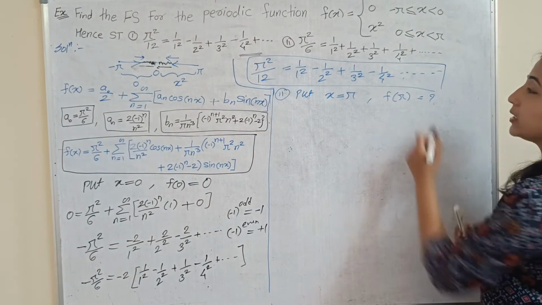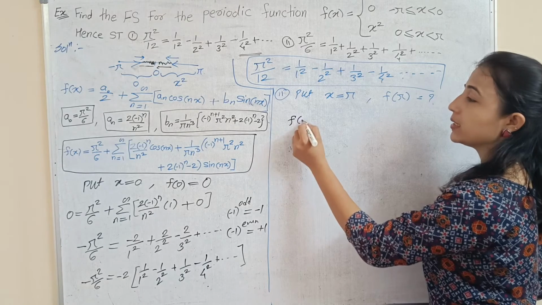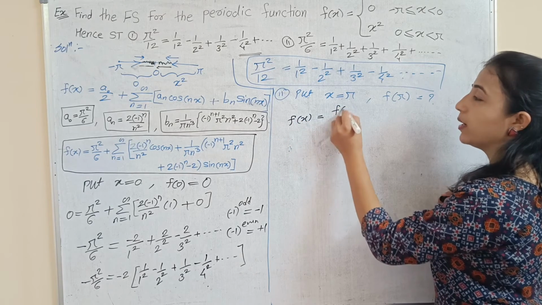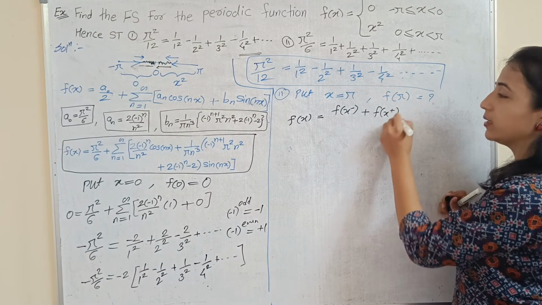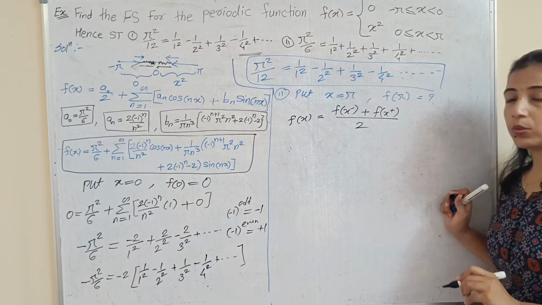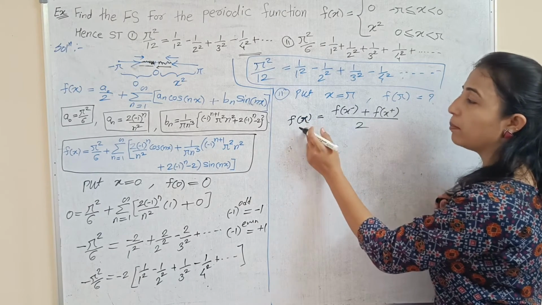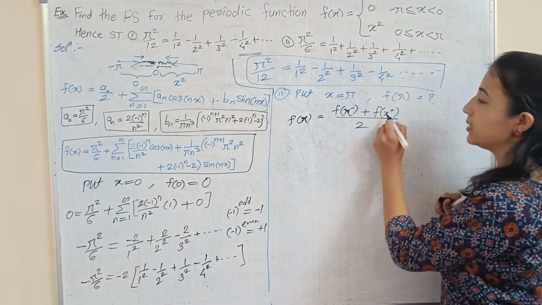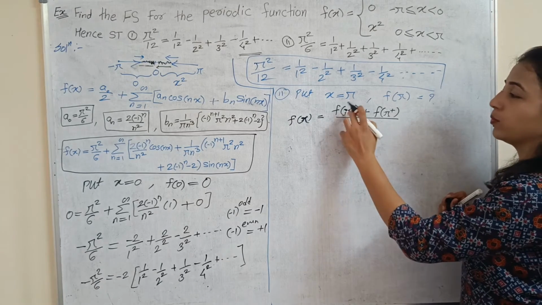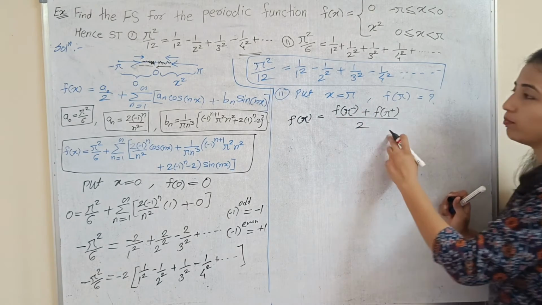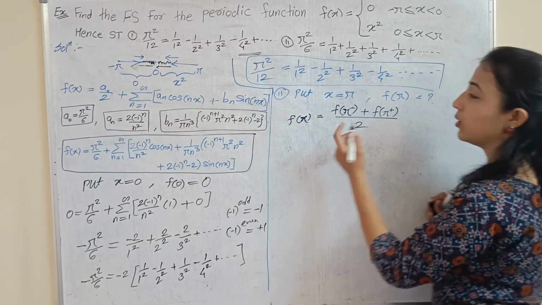But here our function is discontinuous, so we have to use the Dirichlet condition, and the Dirichlet condition says that f of x is f of x from left hand side plus f of x from right hand side divided by 2. तो यहाँ पे हम पाई के लिए फाइंड आउट कर रहे हैं, तो instead of x you have to write pi. f of pi is f of pi from left hand side plus f of pi from right hand side divided by 2. So left and right means here pi, when we are going toward pi from the right hand side or from the left hand side.